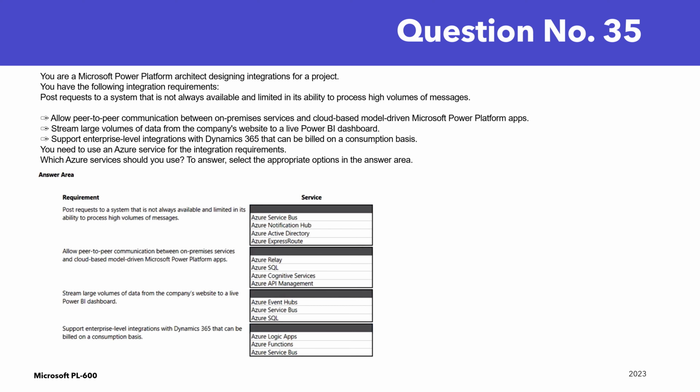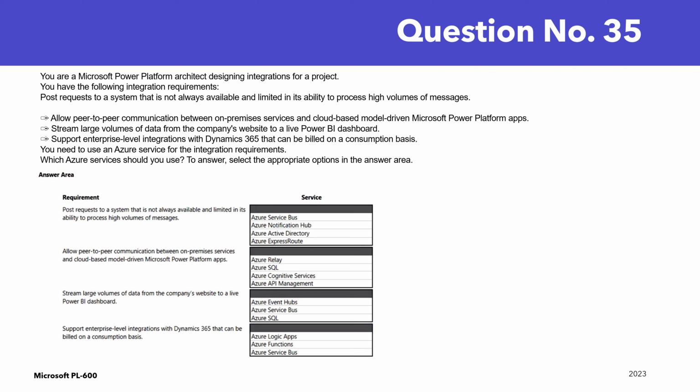You are a Microsoft Power Platform architect designing integrations for a project. You have the following integration requirements. Host requests to a system that is not always available and limited in its ability to process high volumes of messages. Allow peer-to-peer communication between on-premises services and cloud-based model-driven Microsoft Power Platform apps. Stream large volumes of data from the company's website to a live Power BI dashboard. Support enterprise-level integrations with Dynamics 365 that can be billed on a consumption basis.